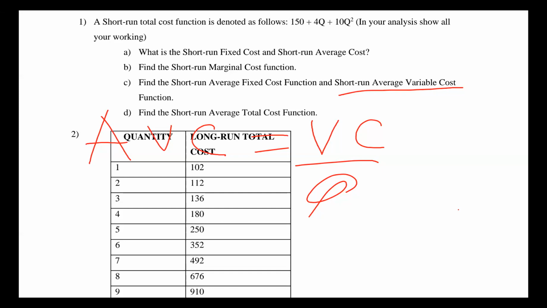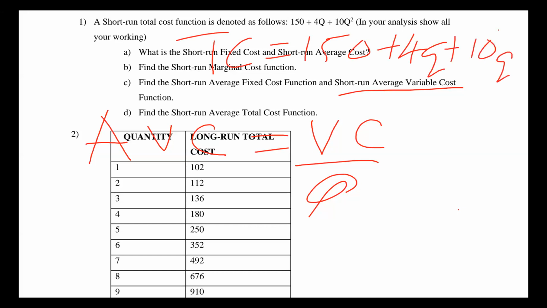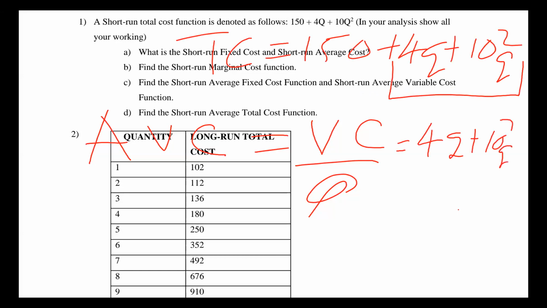So in this question, in the total cost function we have, 150 plus 4q plus 10q squared, the only part that can change with the level of output is the part that has got q. The 150, we said, is fixed. It doesn't change with the level of output. Therefore, you shall have 4q plus 10q squared to represent the variable costs.